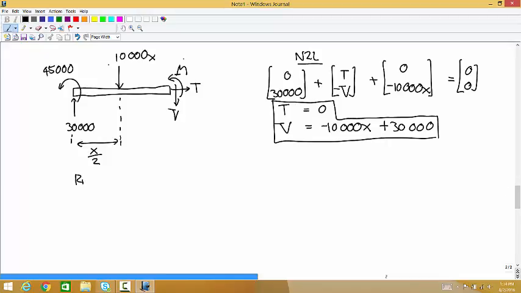And now the moment equation about the left end point. We have the reaction moment, reaction couple of 45,000 Newton meters. Then there's a moment arm of x over 2 for this force of 10,000 x. And is that clockwise or counterclockwise? You want to, yeah, good. Yeah, exactly. Okay, so negative.